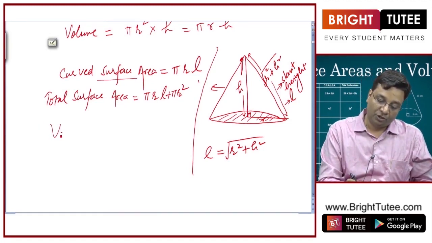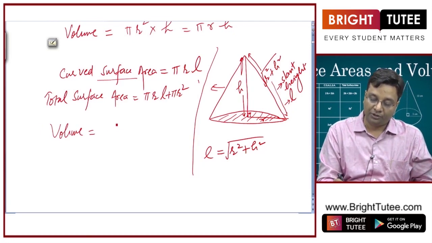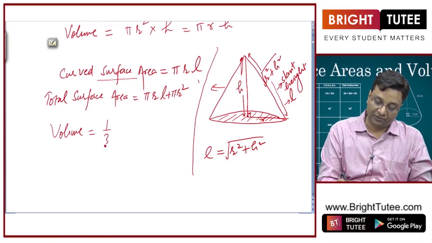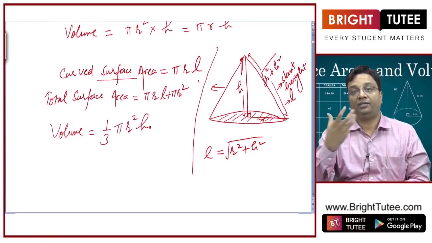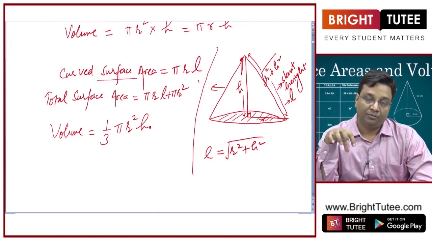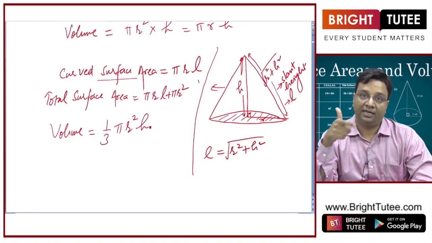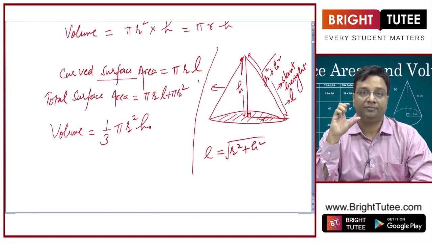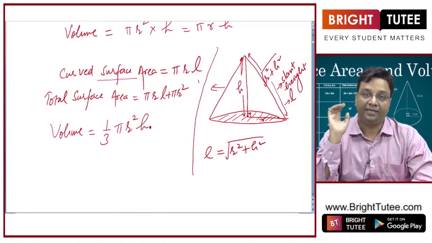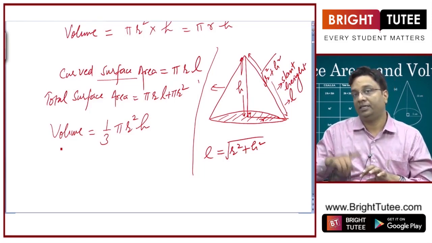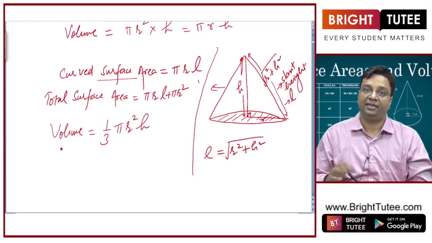And you need to talk about volume. Volume you can memorize that it is 1/3 of the cylinder. So 1/3 of pi r square h, right? Because if you fill 3 cones of radius r and height h and put it in the cylinder of radius r and height h, it will take 3 such cones to fill the cylinder, of the same radius and same height. So the volume of a cone is 1/3 of the volume of a cylinder with same radius and height.